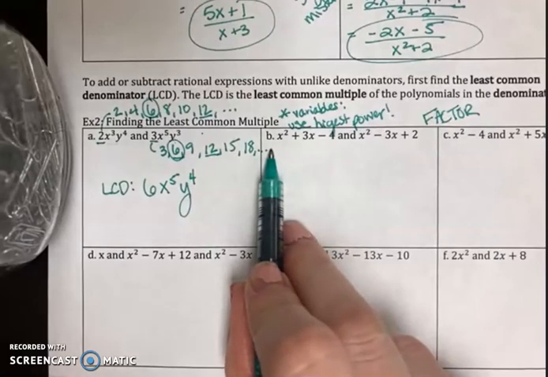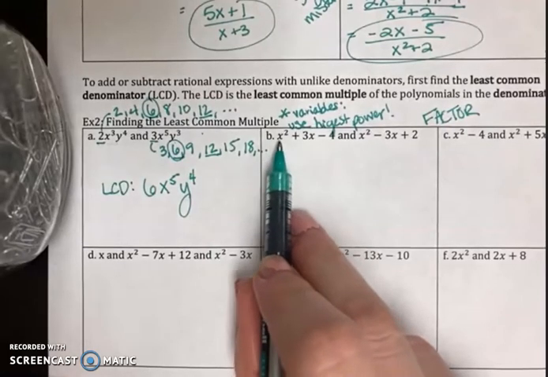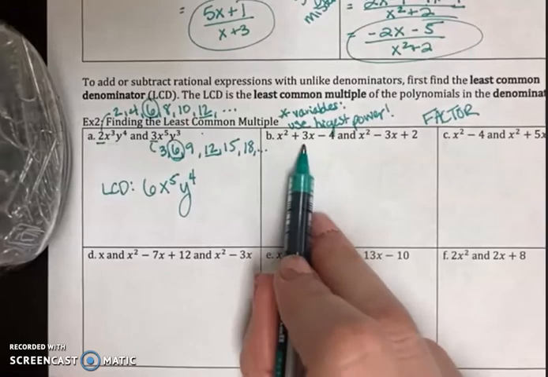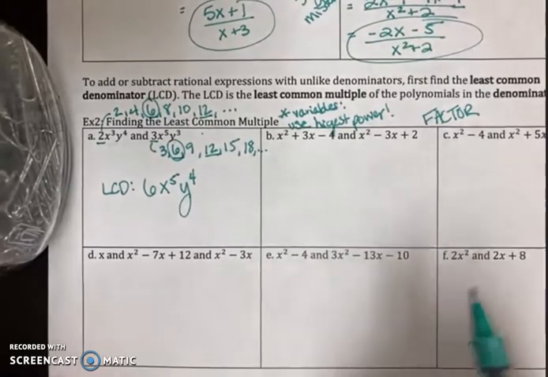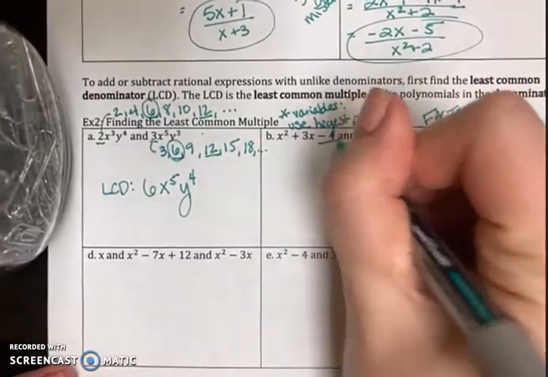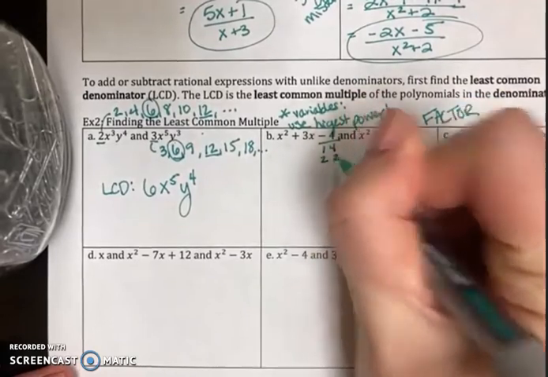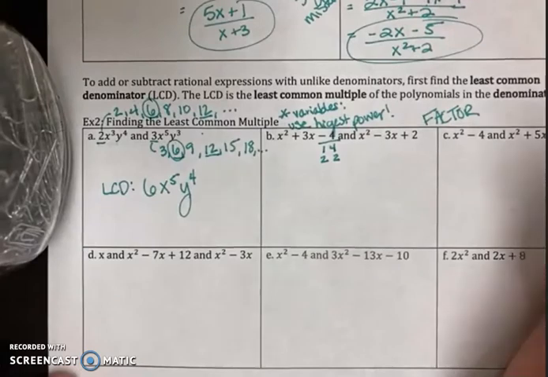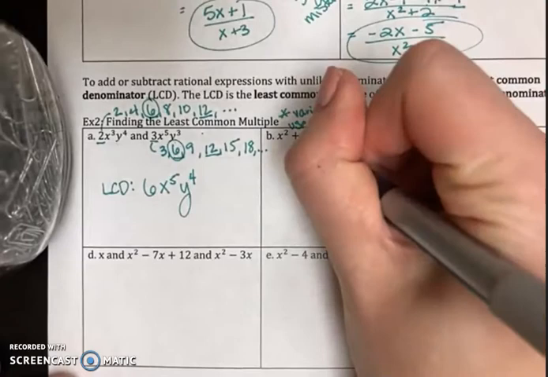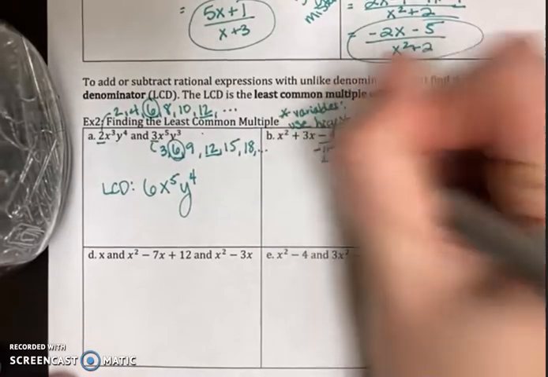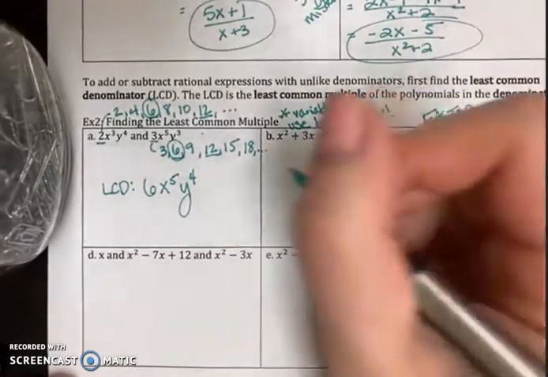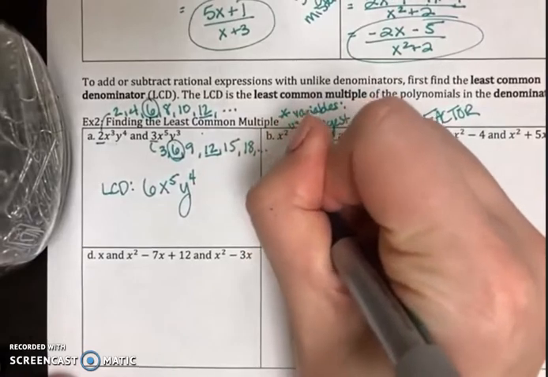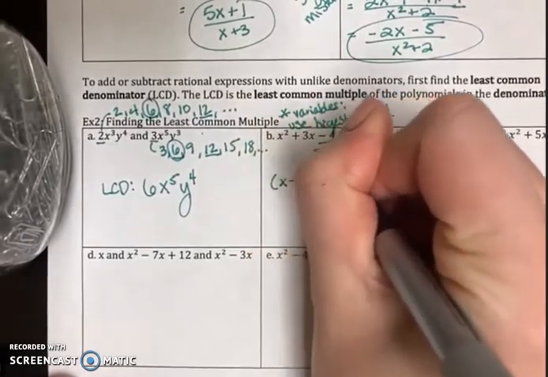Starting with part B. If I were to factor x squared plus 3x minus 4, this is guess and check. So my factors of 4 are 1 and 4, 2 and 2. That negative means I must use different signs, and I want to get to a positive 3. So using different signs, I need to have a negative 1 and positive 4 to get my positive 3. So x minus 1, x plus 4.